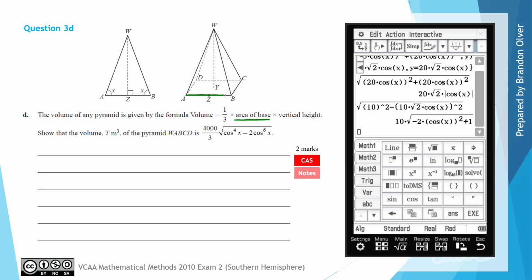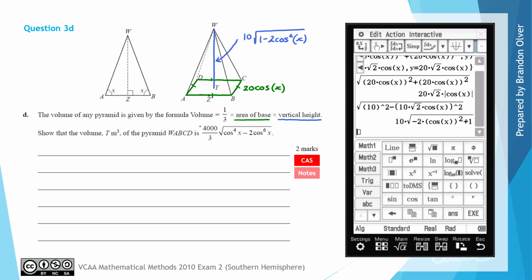So if I just do that in green again, that's this square base just here. Each of those lengths are equal, and we knew that the length of that was 20 cos of x. We also found that the vertical height, which was wy, was equal to 10 times the square root of 1 subtract 2 cos squared of x. So we can now use all of that information to show that the volume T of the pyramid is given by this expression.